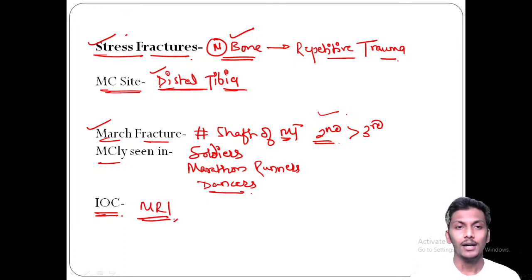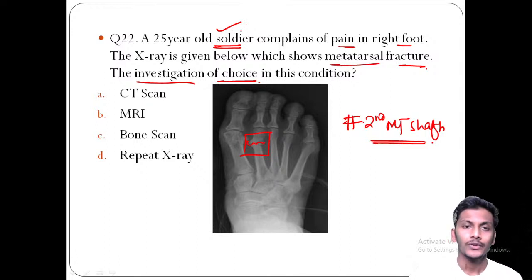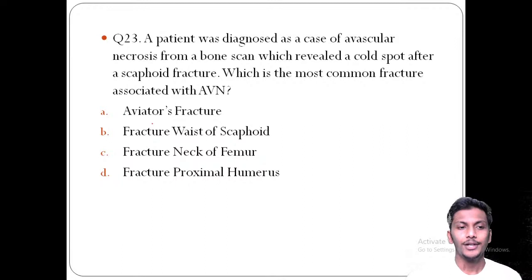So please remember, this answers our question now. Over here we can see a fracture of the second metatarsal shaft, and this says usually a soldier, that means it is a march fracture, right? And the investigation of choice for a march fracture or any stress fracture is what? Option B, MRI. Next, moving on to our question number 23.